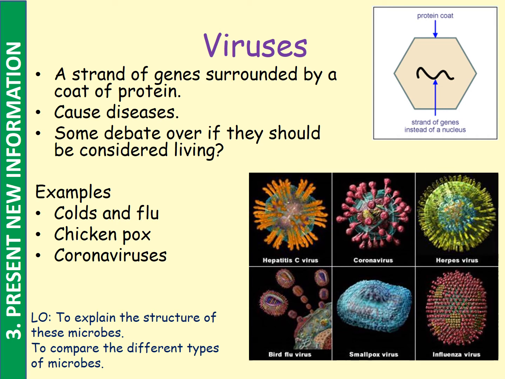Examples are colds, flus, chickenpox, smallpox, cowpox, and of course coronavirus, which is a type of virus of which COVID-19 is one. But coronaviruses that we've encountered in the past include things like SARS and MERS. And I highly recommend that you have a look at some of that stuff if you're interested in it.